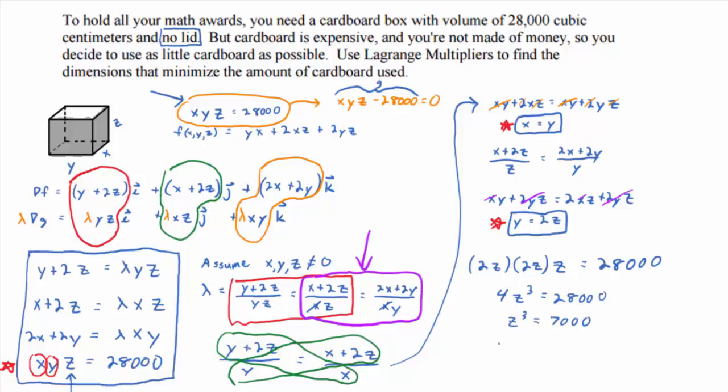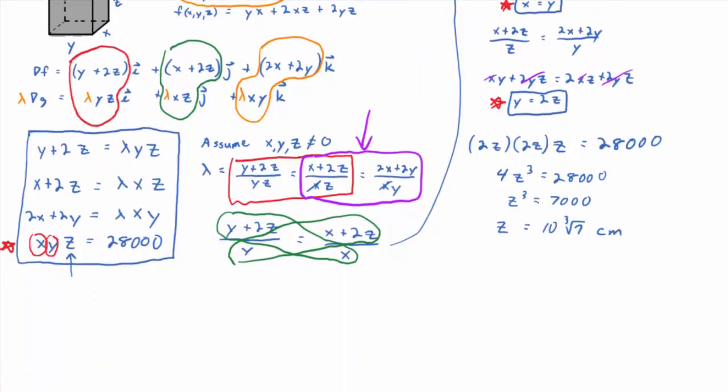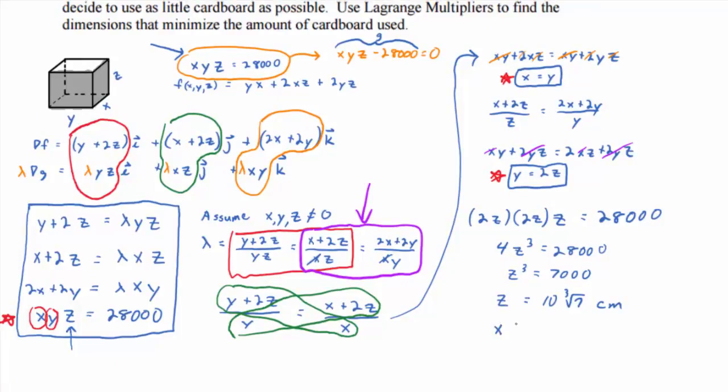If you take the cube root and factor it out, you'd get 1,000 times 7, so you can bring out the cube root of 1,000, which is 10. So 10 cube root 7, that's centimeters, right? And then we know y and x are double that. So we can say that x is equal to 20 cube root 7 centimeters, and y is equal to, same thing, 20 cube root 7 centimeters.